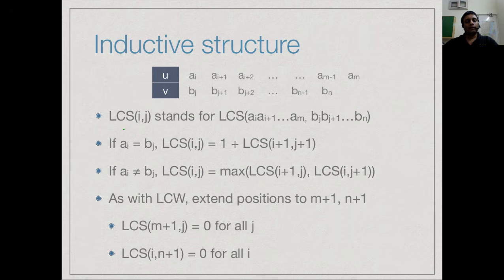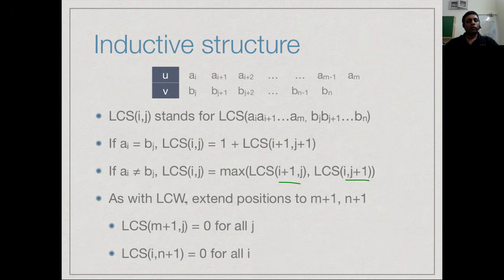So as usual, let LCS(i, j) stand for the LCS of the problem starting at Ai and Bj. So if Ai is equal to Bj, as we said, LCS(i, j) is 1 plus LCS(i+1, j+1). This says we will assume that Ai equal to Bj is included in our solution and then proceed with the rest of the input. If it is not, then I have to drop one of them. So either I look at LCS(i+1, j) or LCS(i, j+1). I look at both and then I take the maximum of these two. And there is no other thing because the current one doesn't match.